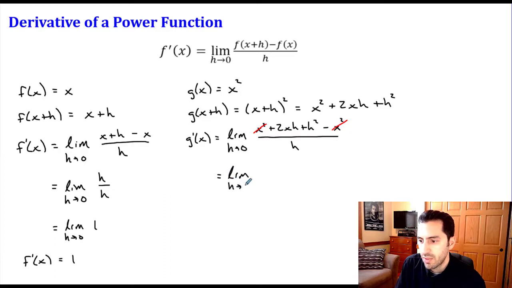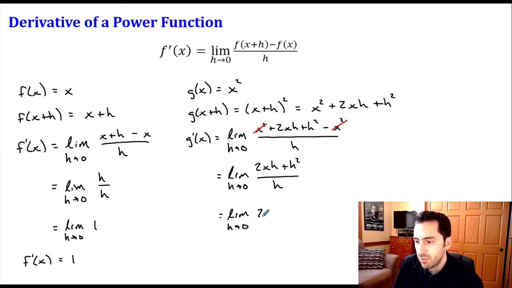And simplifying, what we end up with is the limit, and then 2xh plus h squared all over h. And that works out good because I see in the numerator, both of those terms have an h in them. So we could factor that out and simplify. So dividing out an h from both of those terms in the numerator, we end up with the limit of 2x plus h. And now that we're in this simplified form, to find my limit, I can just simply plug in 0 for h. So plugging in 0 here, we end up with the derivative of our function g. This is equal to 2x.